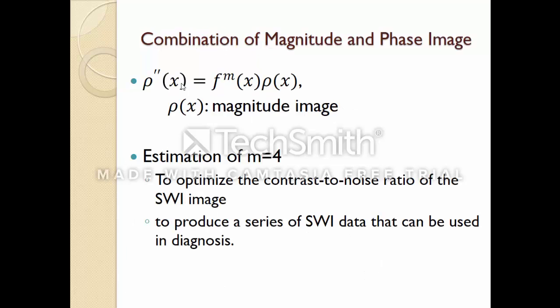Afterwards, the magnitude and the phase data are brought together as a final magnitude SWI dataset by multiplying the phase mask image into the original magnitude image. As you can see, the phase mask function is multiplied with the magnitude image more than one time, and this creates a new image with a different contrast. This number of multiplications n is estimated as 4 in order to optimize the contrast to noise ratio of the SWI image and to produce a series of SWI data that can be used in diagnosis.